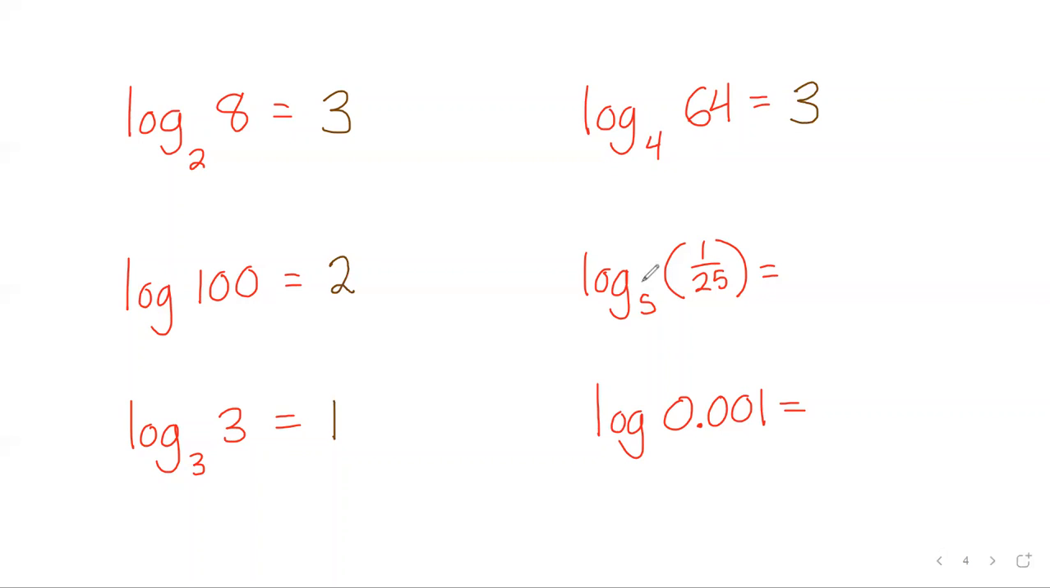All right, we get a little bit more exciting here. What exponent turns 5 into 1/25? Well, 2 would turn 5 into 25, but we want the reciprocal of that, so we want -2. 5 to the -2 makes 1/25. And the last one, again, when it just says log, that means base 10.